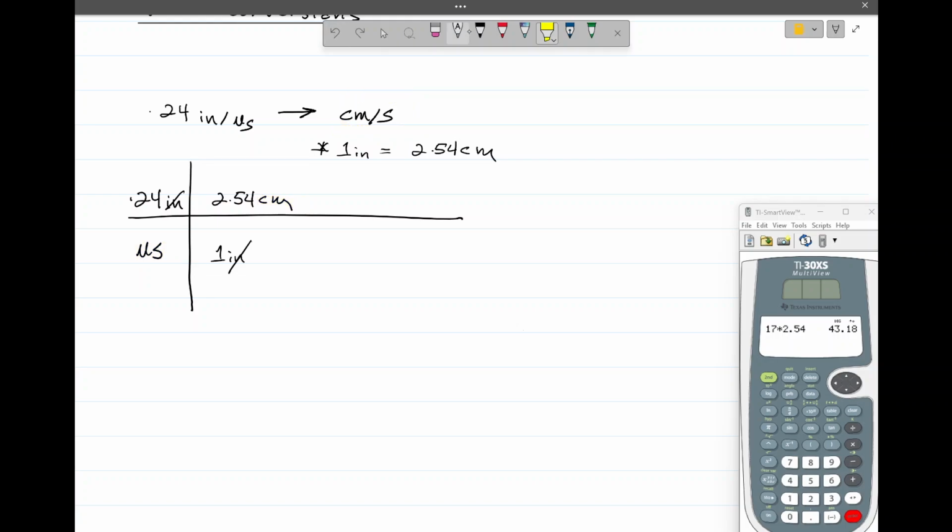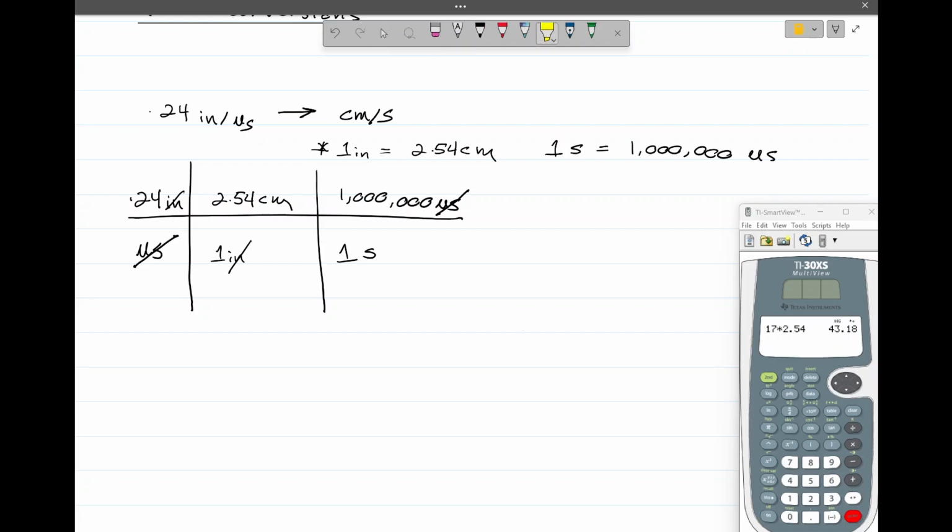My second conversion factor that I'm going to use is I know that in 1 second, there are 1 million microseconds. So I'm going to put in 1 second, there are 1 million microseconds. And I know I've set this up again correctly because my microseconds are on opposite sides and they will cancel out. That's what I want. I want to be left with seconds.